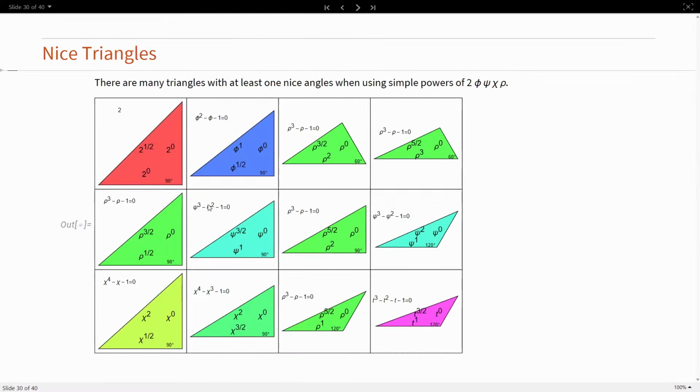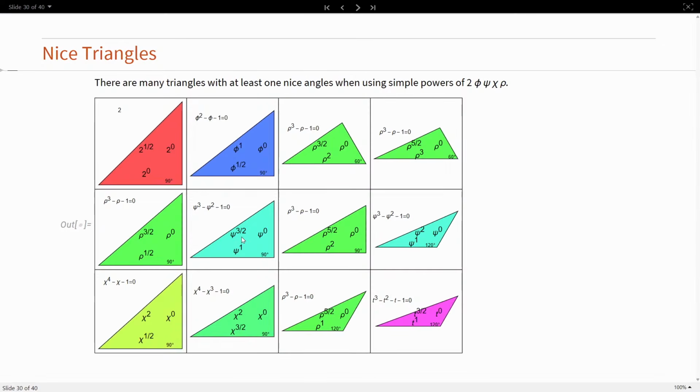For nice triangles, if you look at, say, the 1, 1, square root of 2 triangle, I'm representing things in terms of powers, you get the 45, 45, 90 triangle. And the Kepler triplet triangle, 1, square root of phi, phi, was found by Kepler. But there are other triangles that also have 90 and 60 degree angles, as shown here. For the plastic constant, you get these triangles. For the super golden ratio, you get these values.